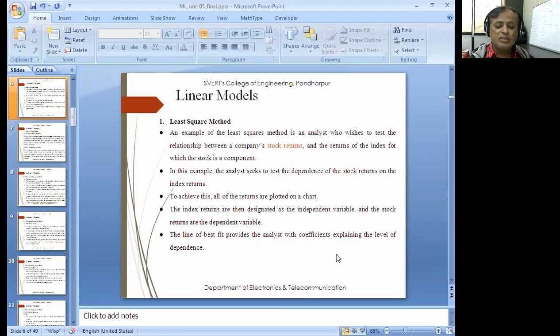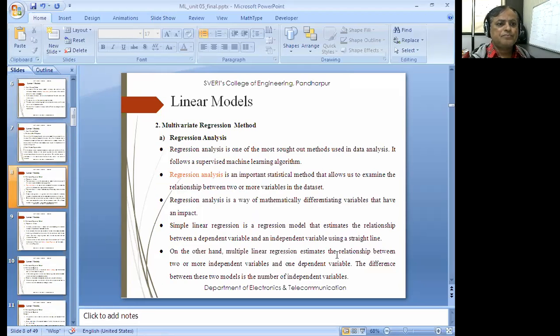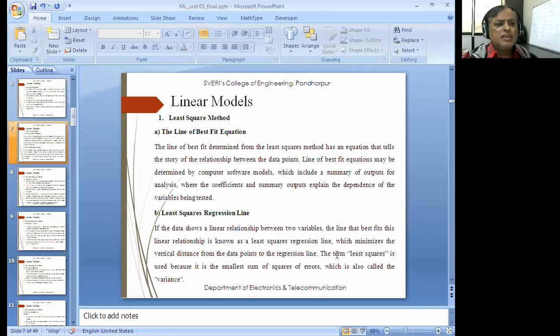So that is what the least square method is about. Now in this least square method, we have two types of equations. The first one is the line of best fit equation, and the second one is the least square regression line. We are going to see one by one what these equation lines are. The first one is the line of best fit equation.